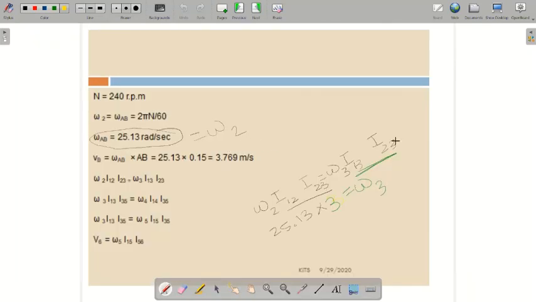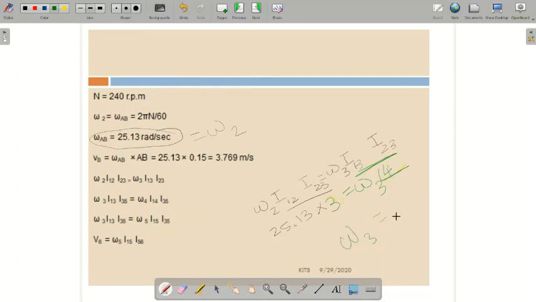Measure and write the distance here. So now you know this value. I forget the value, so just imagine it is 14. So what will be the omega 3 value?